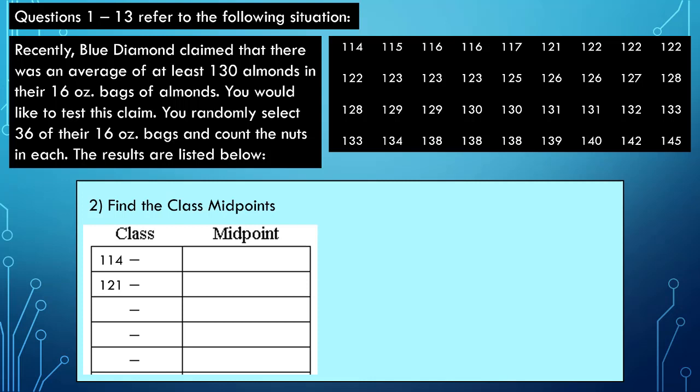We add 7 again and we get 128. Add 7, we get 135. Add 7, we get 142.